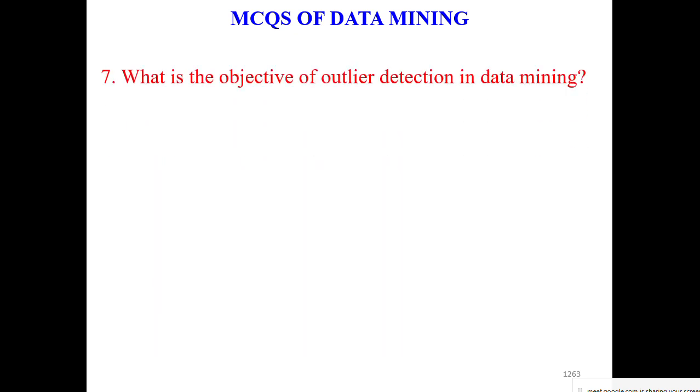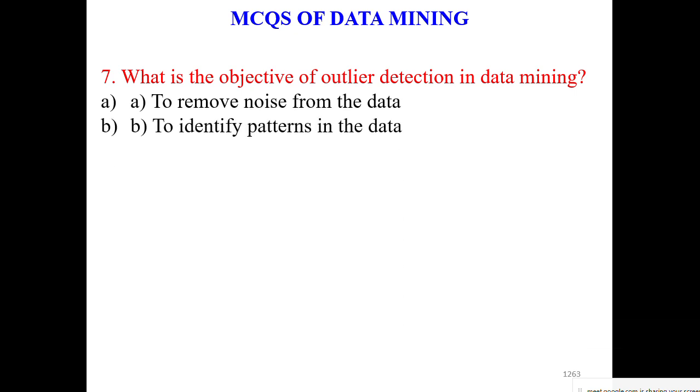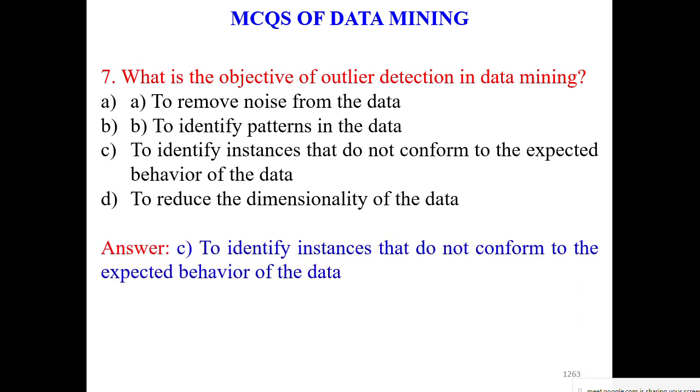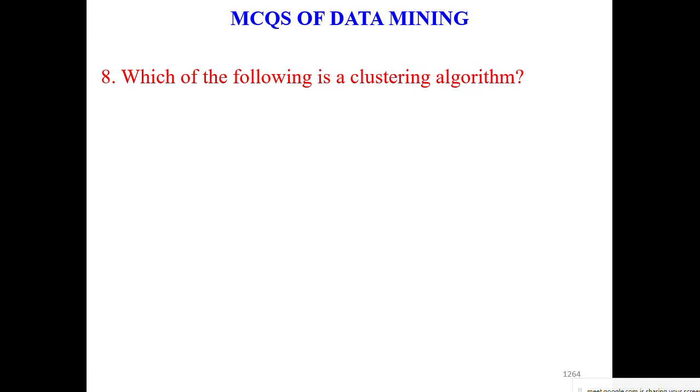What is the objective of outlier detection in data mining? To remove noise from data, to identify patterns in data, to identify instances that do not conform to the expected. C, sir. Perfect answer. C is the perfect answer. You gave me the best example, no? That's why I'm always saying the outlier. Correct. Thank you for teaching me.